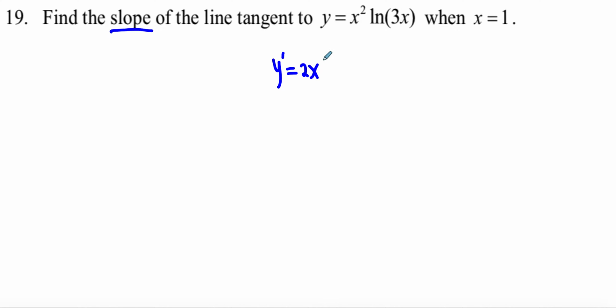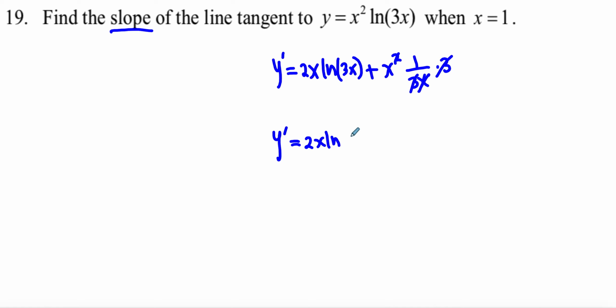So then y prime here becomes 2x times ln of 3x by the product rule, plus x squared times 1 over 3x, because the derivative of ln becomes 1 over that expression. By the chain rule, we have to multiply that by 3. Then obviously these 3s cancel out, and x cancels out with x squared, becoming simply x alone. So y prime becomes 2x ln of 3x plus x.